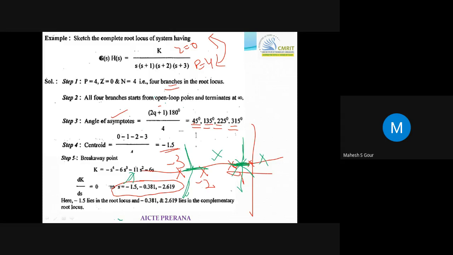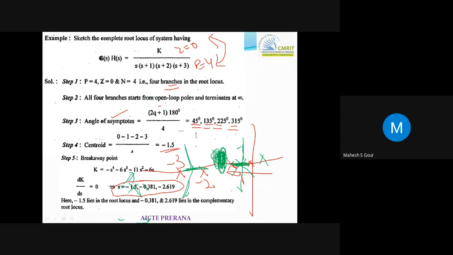Right, so there are 3 breakaway points. According to the calculation, you are getting -1.5, -0.381 and -2.6. When you observe -1.5, it is present somewhere near here, correct? Here there is no root locus. It means this -1.5 is invalid, because there is no root locus. No root locus means no breakaway point.